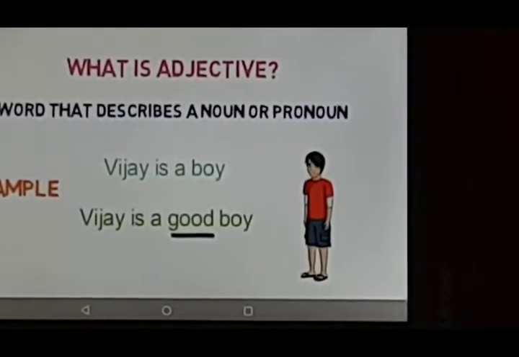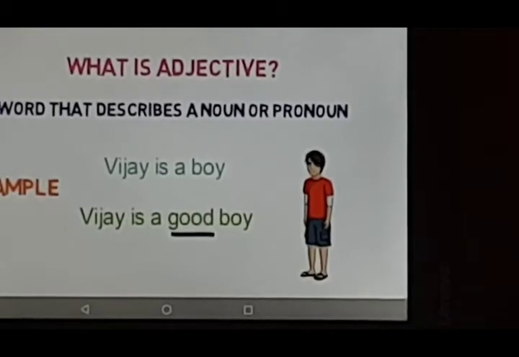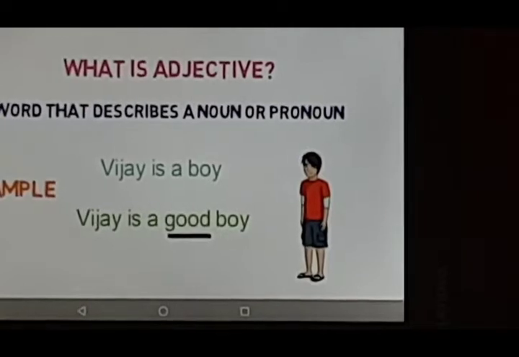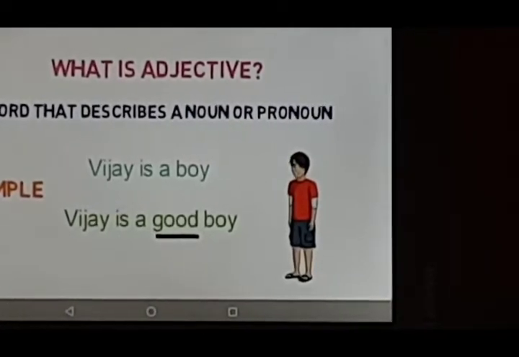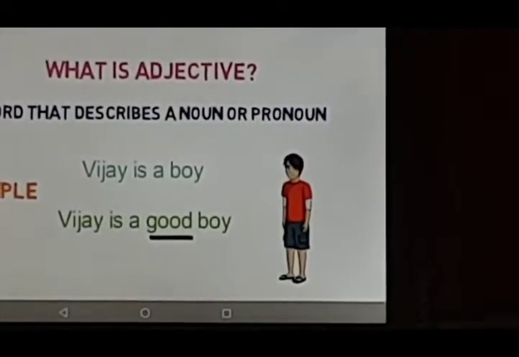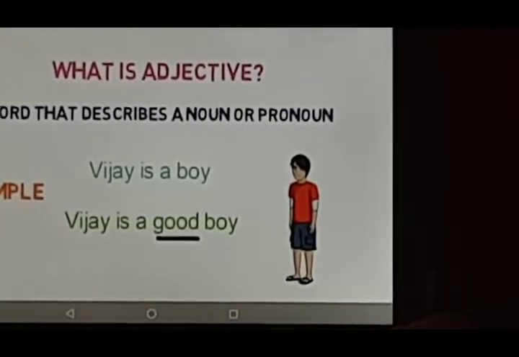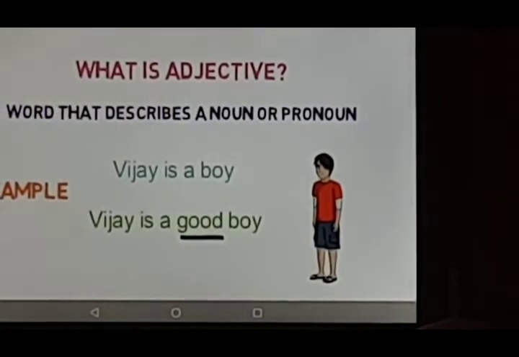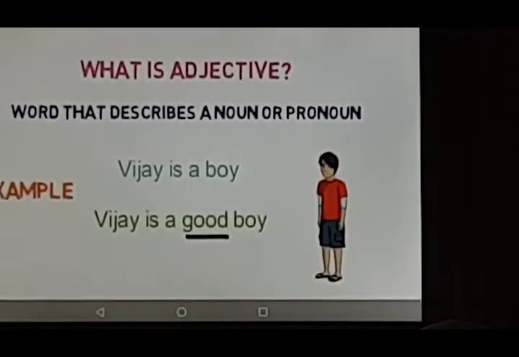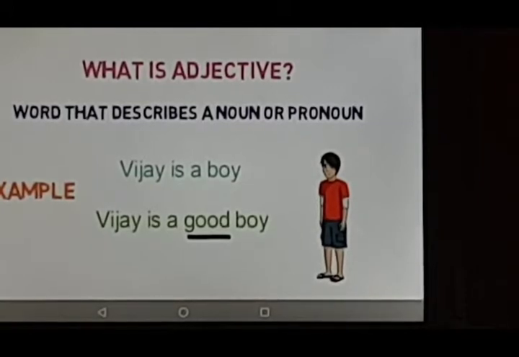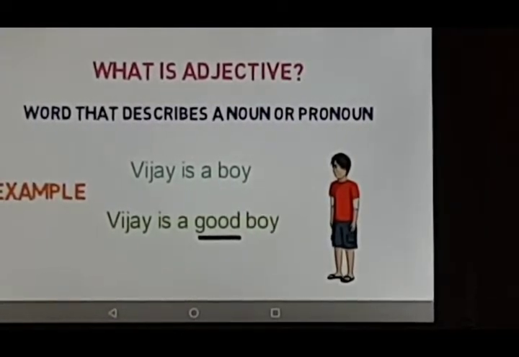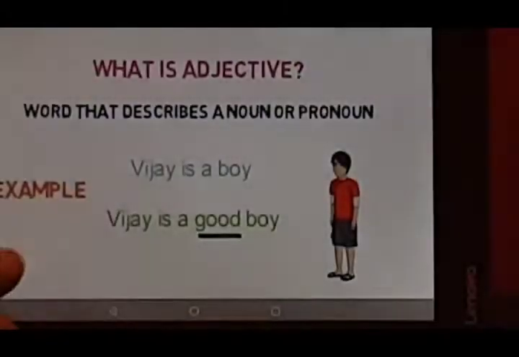How do they describe? They describe nouns or pronouns by telling us about their size, their color, the taste, the feel, and so many other things. And answering questions like which one, and how much, how many. So what is an adjective? Adjective is a word that describes a noun or a pronoun. So here we have an example.